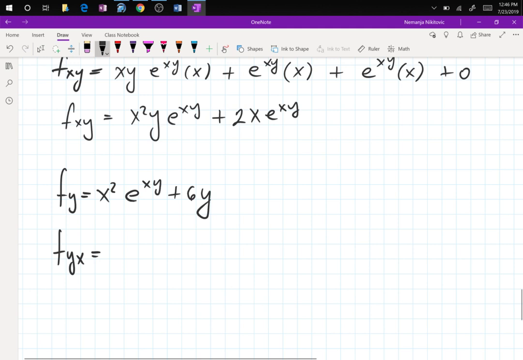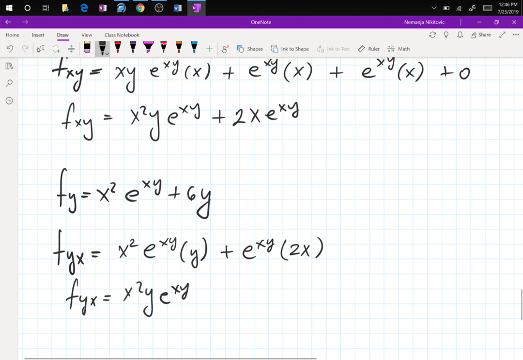All right, so we have a product rule on the first. So copy x squared e to the xy times y, because that's our chain rule, plus copy the second one, e to the xy, times the derivative of the first, 2x. So now fyx is going to be x squared y e to the xy plus 2x e to the xy.